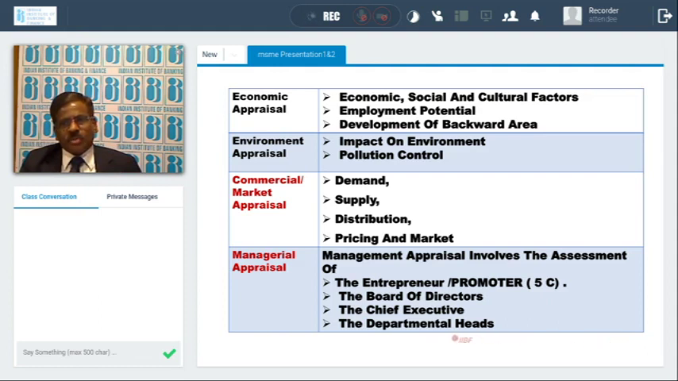So in the next chapter we'll be discussing certain things about the financial appraisal, how you make a financial appraisal of the borrower.